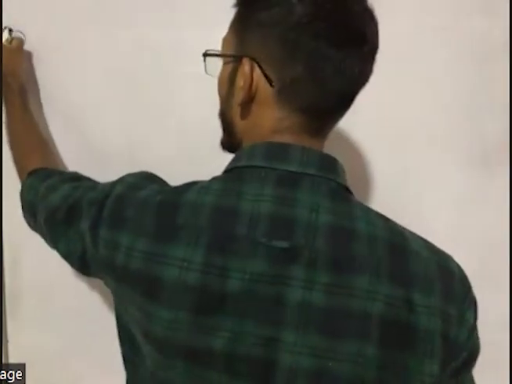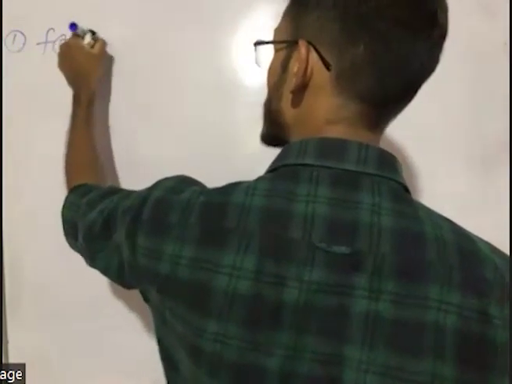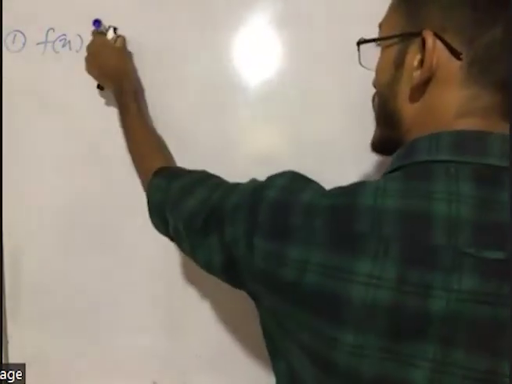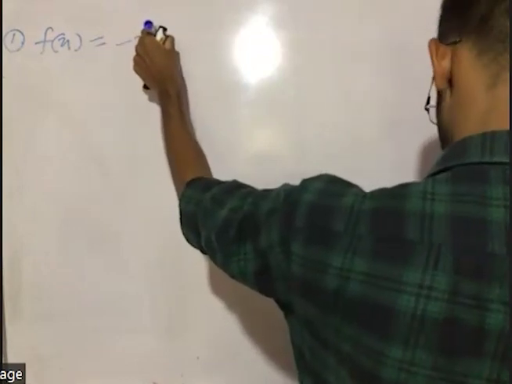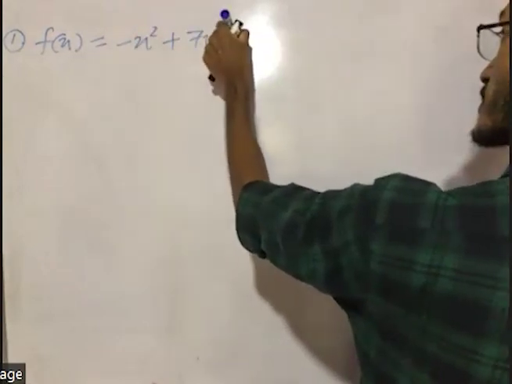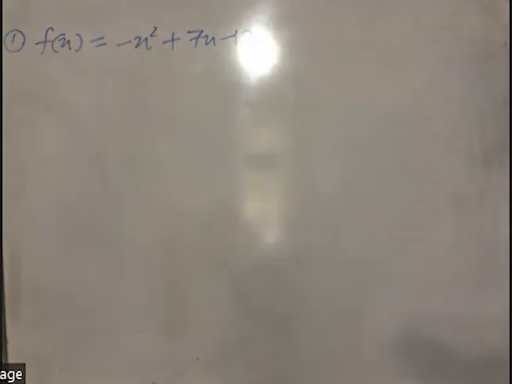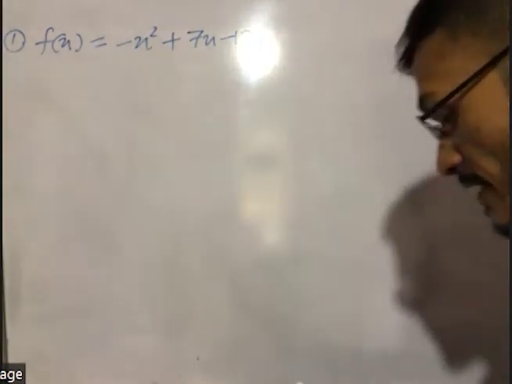Right. Write down. Find the maximum point of the function f(x) equal to minus x square plus 7x minus 12.